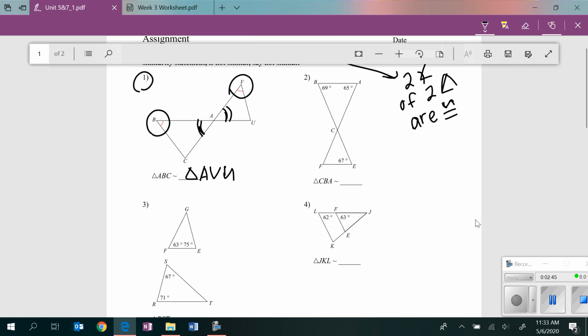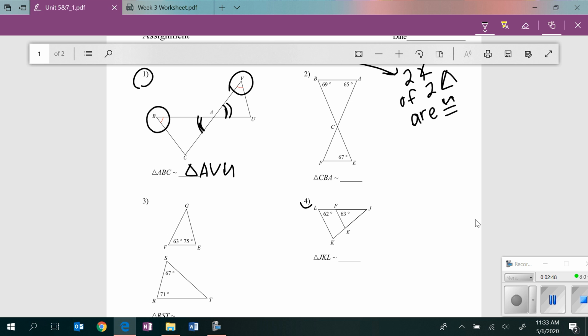Let's take a look at number 4. Here's another good example. So here I see two triangles that are embedded in each other. That means that the angle that overlaps each other, J, is congruent to itself, J. So I've already got one angle. And now I'm also given this angle measure of 62 degrees and 63 degrees. Those aren't equal. If they were both 63 or both 62, then they would be equal, but they're not. So we have not similar here.